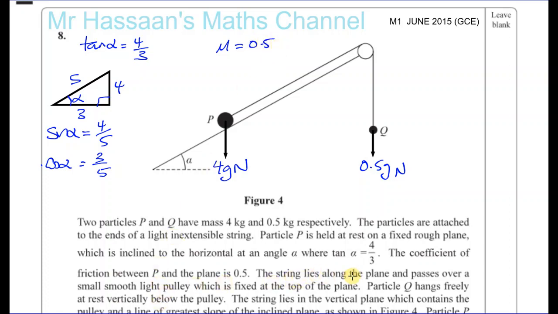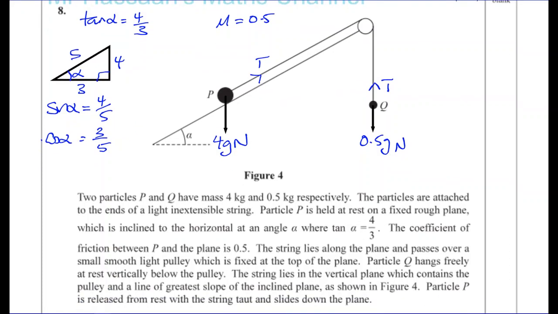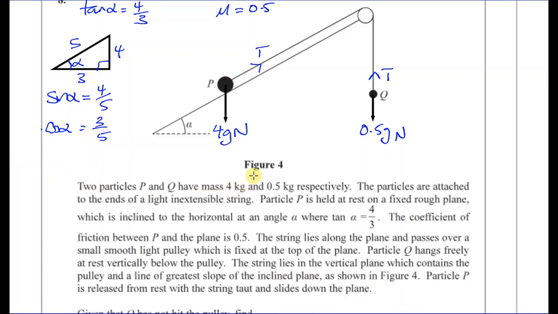And the string lies along the plane and passes over a small, smooth, light pulley, which is fixed at the top of the plane. Particle Q hangs freely. Okay, so of course you've got the tension in this string, which is the same all the way through the string because it's the same string and it's a light, inextensible string. The string lies in the vertical plane, which contains the pulley and the line of greatest slope of the inclined plane. Okay, so basically the length you see is what it is here. It's not like some 3D type of diagram.